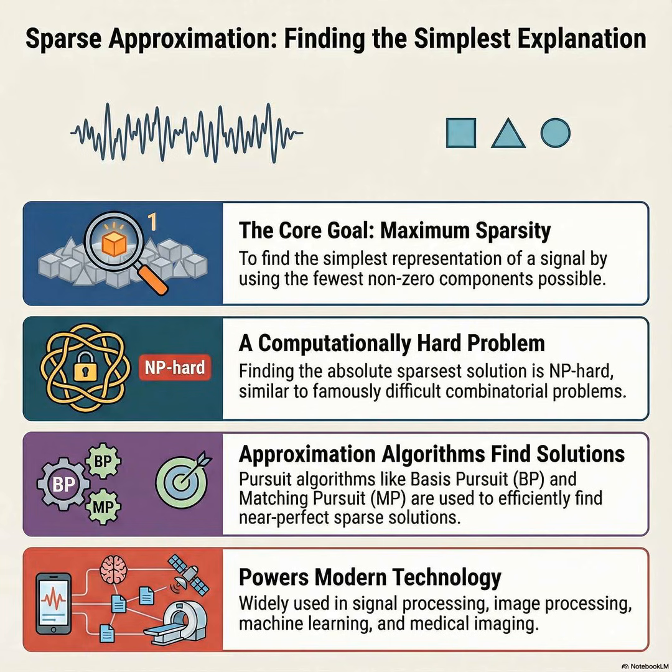What was the first big breakthrough? That would be convex relaxation, which led to an algorithm called basis pursuit, or BP. The idea is, since we can't actually count the non-zero elements using L0, they substituted it with a much easier problem, minimizing the L1 norm. Wait, hold on. You're substituting a sum of absolute values, the L1 norm, for a strict count of elements. Why on earth does that work?